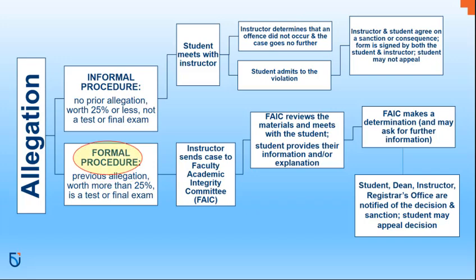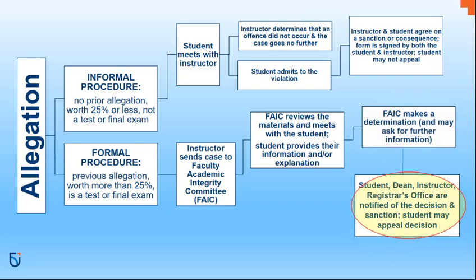If the formal procedure is followed, the instructor sends all relevant information supporting their allegation to the Faculty Academic Integrity Committee. The committee reviews the material and contacts the student to set up a meeting, which may be in person or online. During the meeting, the student provides their information and an explanation of what happened. The members of the committee will discuss all the relevant details with the student, then the student will leave the meeting. The committee members will further discuss the case in order to make a determination, or they may ask for further information to help in making a decision.